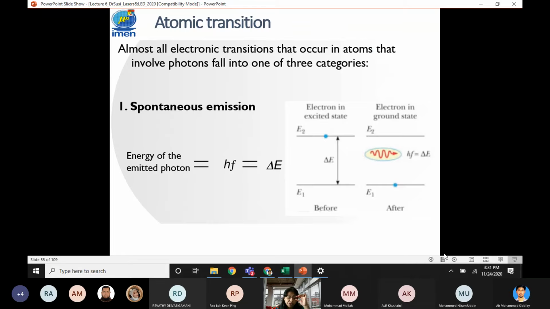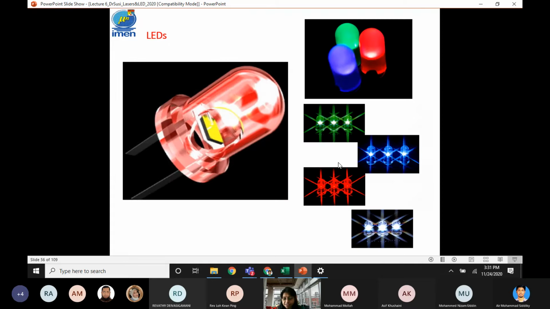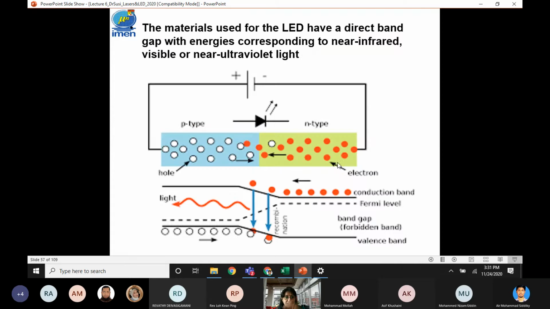Okay, so just now laser is through stimulated emission. LED is spontaneous emission, where there is no external stimulation, no optical pumping, no electrical pumping and so forth. The light is emitted because of the nature of the active medium. It will emit light when you provide it with a forward bias. Okay, this is an LED, and these are different types of colors of LEDs.